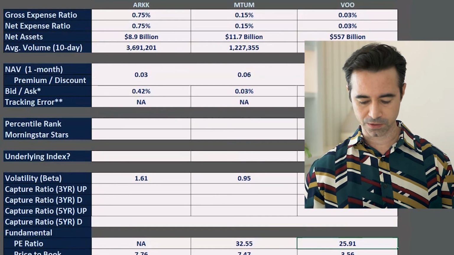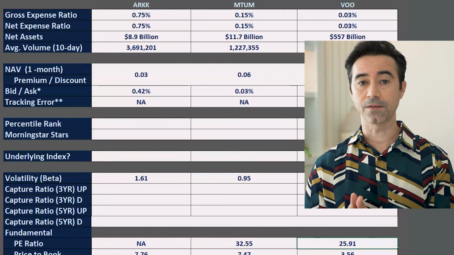Just interesting stuff. So I just like to look at all these things, compare them, and then think to myself, okay, what do I prefer? Which ETFs do I prefer? Do I prefer having a few of these together? Do I like that? Do I prefer one over the other? So that's kind of how I think.